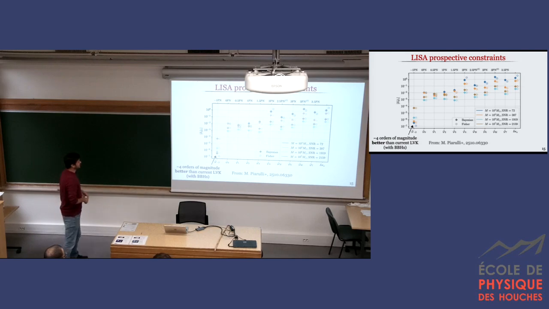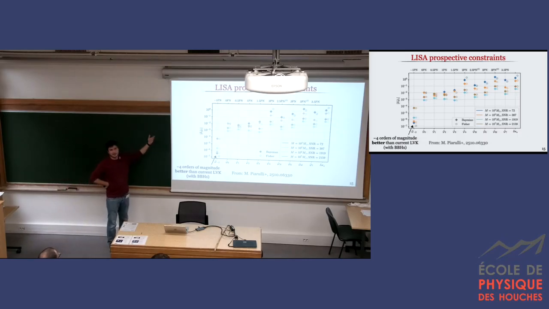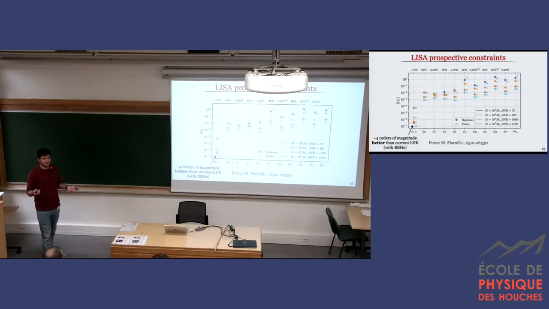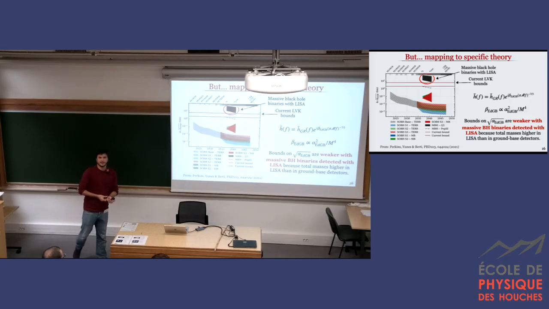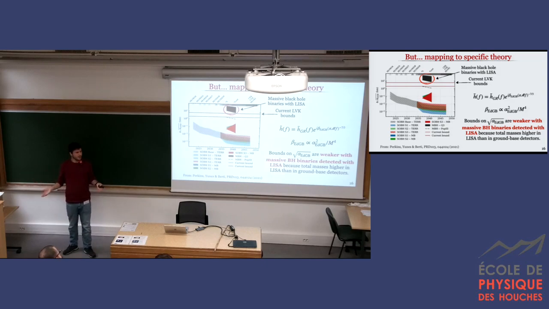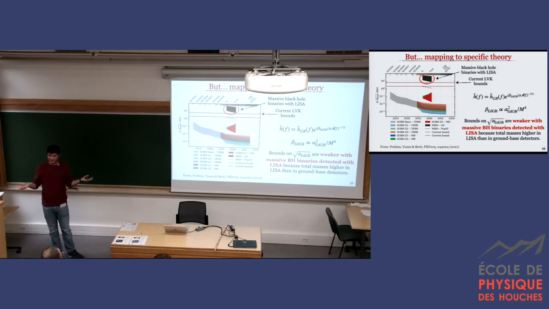Going back to this plot, something else that you might notice, if you look at the current LVK result, is that for the -1 PN corrections, the prospective constraints with Lisa will be in principle 4 orders of magnitude better than current LVK, which seems great. However, that's something you always have to keep in mind: this bound is just a bound on a random parameter that I put in my waveform, right? But if I want to actually give meaningful results, eventually I have to map back to some theory and say what this means in terms of constraints for a given theory.